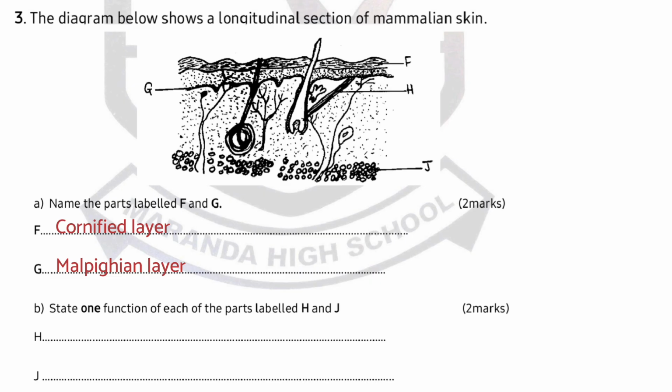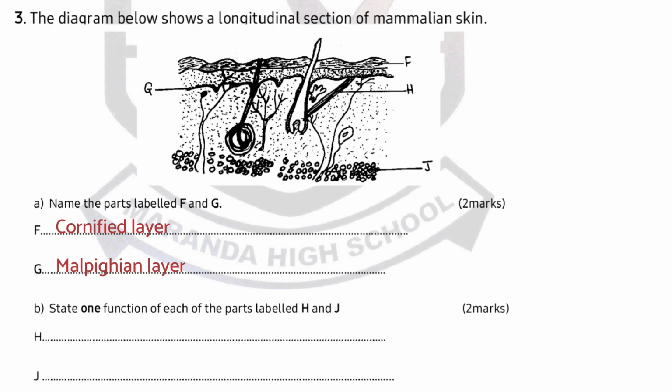Part B. State 1 function of each of the parts labeled H and J. Okay, so part H and J make up the dermis. Remember, the dermis is the second layer of the skin, the one that is found beneath the epidermis. Actually, most of the parts of the skin are found within the dermis.